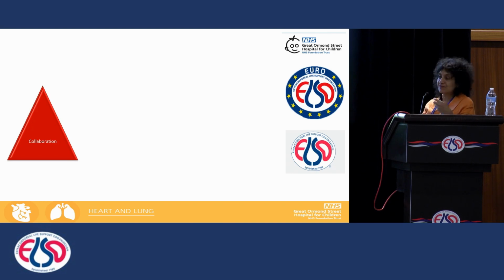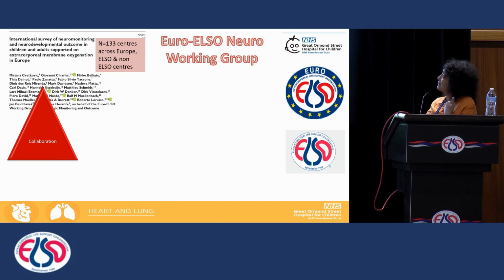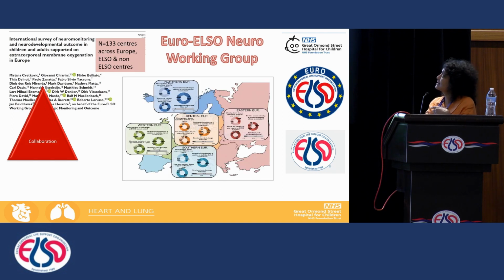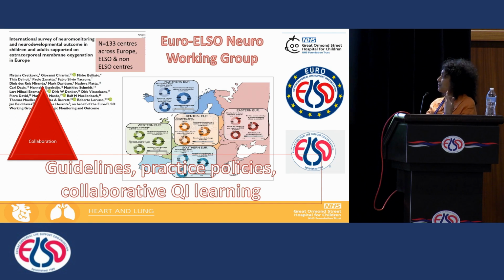Now, what else can we do? We need to collaborate as an ECMO community. We have the ELSO Neuro Working Group, and we are producing work as a group. Now, we did an international survey of neuromonitoring and neurodevelopmental outcomes in Europe, and what we found across many ELSO and non-ELSO centers is that there is marked variability. There's absolutely marked variability in the neuromonitoring, the neuroprotection, and the neurodevelopmental follow-up. We need to develop guidelines, practice policies, collaborative QI learning.